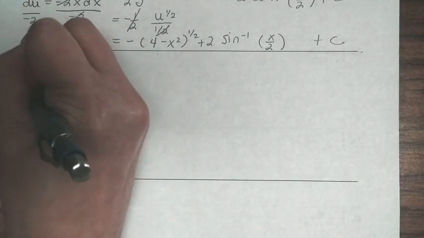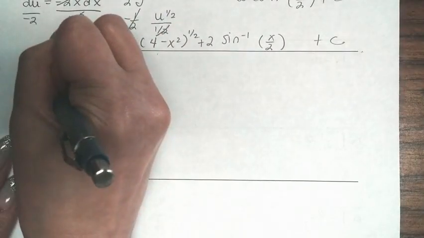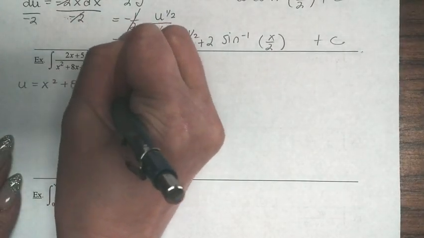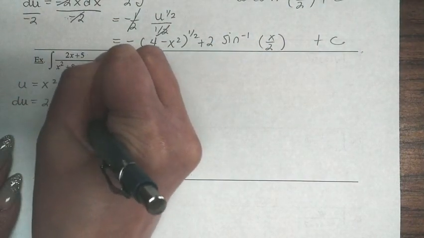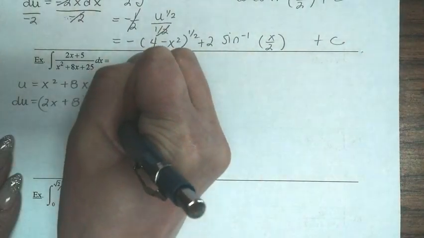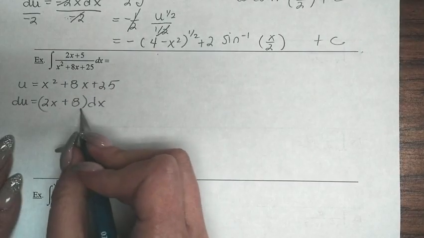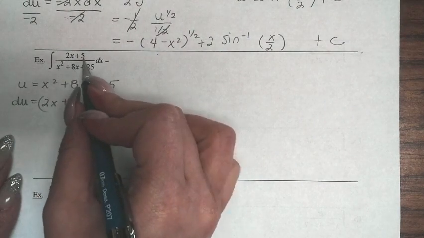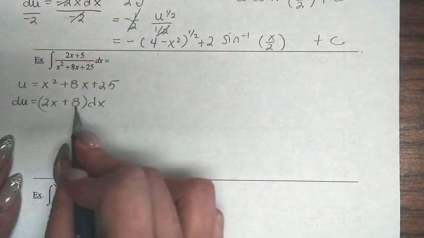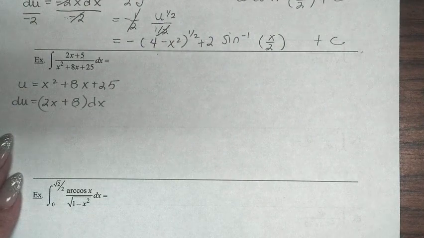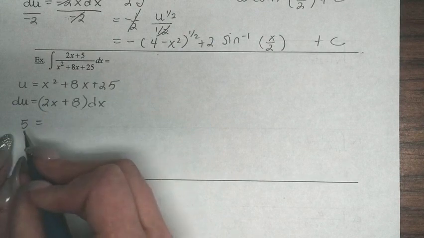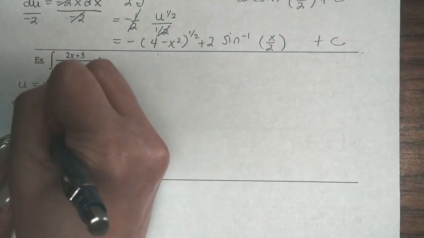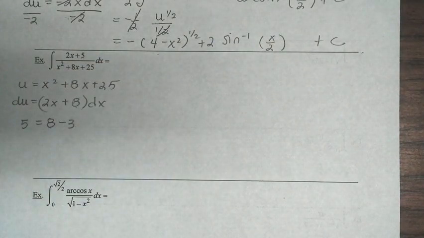Do you agree that your natural way of thinking is that u would be x squared plus 8x plus 25? So du would be equal to (2x plus 8) dx. Now, I have almost this because I have the 2x and a constant, but the constant is not what I want. So what are we going to do? This is what my brain thinks: I have 5. How can I make that 5 into an 8? You know that 8 minus 3, are we okay with that? That's going to be 5.